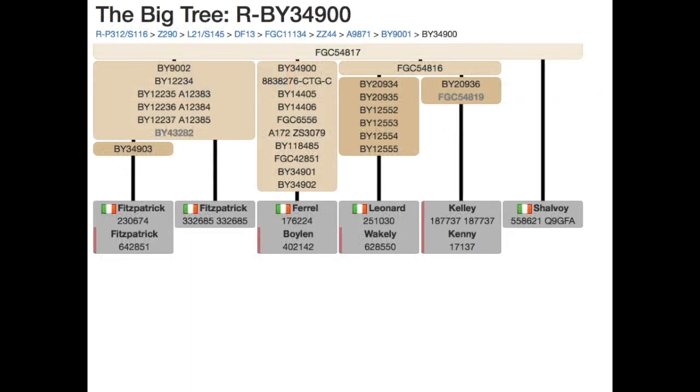This is them on the Tree of Mankind. You can see Farrell here, and he's surrounded by Fitzpatricks, Leonard, Kelly, Kenny, Shalvoy, and look at the green flag, the Irish flag, indicating that these all came from Ireland. So if the nearest genetic neighbours are Irish, there's a very, very good chance that these Farrells also have an Irish origin. Their closest match is somebody called Boylan, which is a name that is common in County Cavan. So it could very well be that these Farrells were Boylans before they became Farrells, but they still have Boylan Y DNA. So that's a working hypothesis at this point in time.